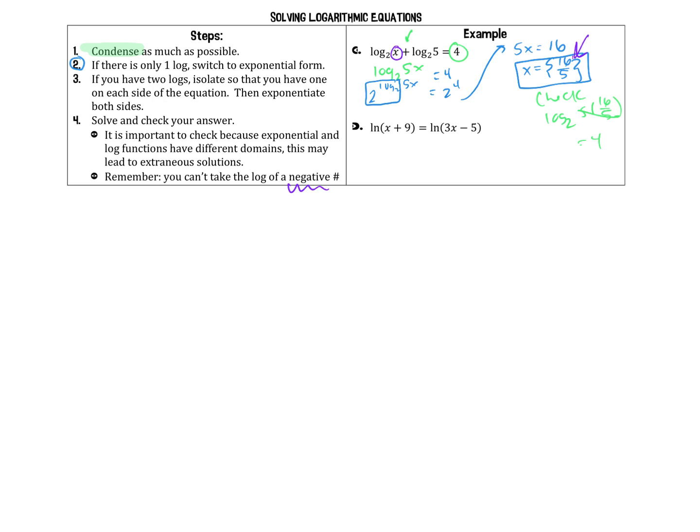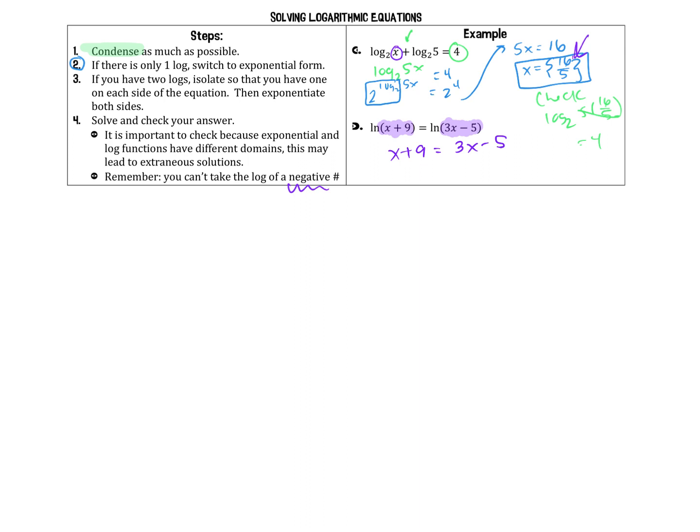Now let's look at example D. We have two natural logarithms, but we have one on each side of the equation and there's nothing else going on. What the property that we just looked at before says is, if we have log of something equals log of something, we can set those two inside parts equal to each other. So since both of these are natural log of something equals natural log of something, in order for this to be true, they have to be the same. So we can simply set x plus 9 equal to 3x minus 5, and then we can solve for x.